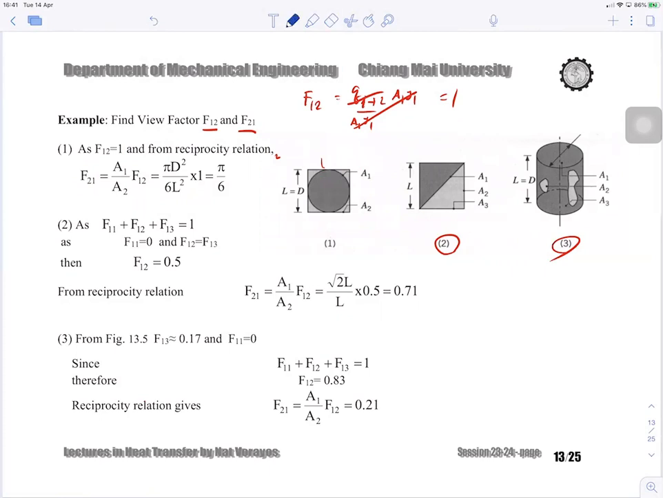Now, the second problem. We are talking about this area, the enclosure, something like that. And you have 3 surfaces right now. How many view factors do you have to find?